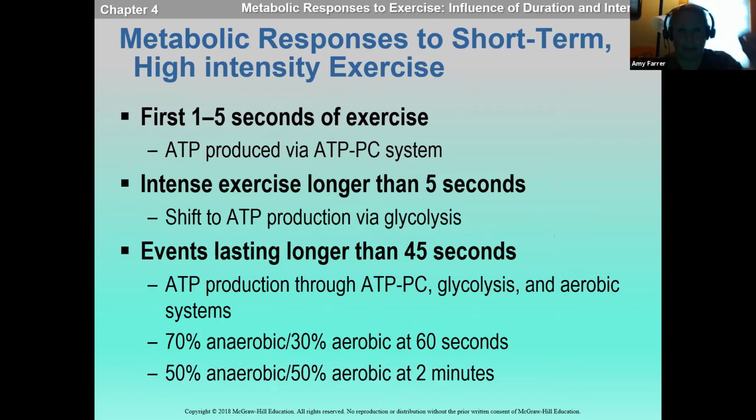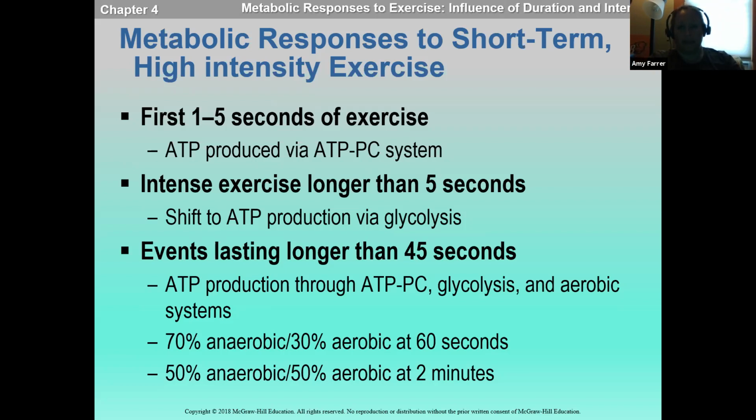So let's talk about metabolically. What do we do? Let's look at short-term, really high intensity exercise. That first 1 to 5 seconds of exercise, we are pretty much exclusively using the ATP-PC system. When we're trying to continue longer than 5 seconds, we're going to have to start to shift towards glycolysis.